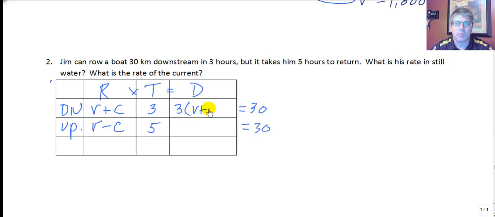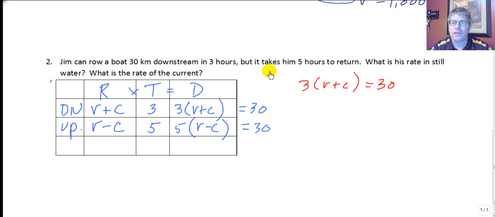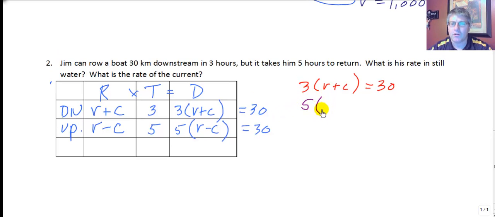So I have 3 times r plus c as my distance downstream, and 5 times r minus c is my distance upstream, and they both equal 30 kilometers. So my one equation, 3 times r plus c equals 30. That's my equation downstream. My equation upstream, so I'm going against the current: 5 times r minus c equals 30.